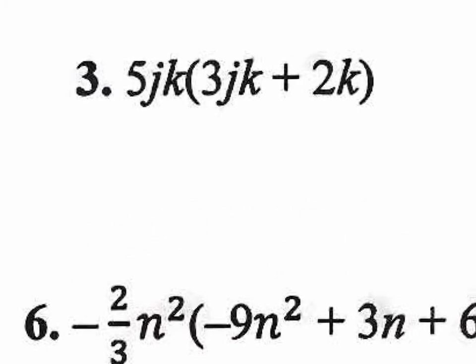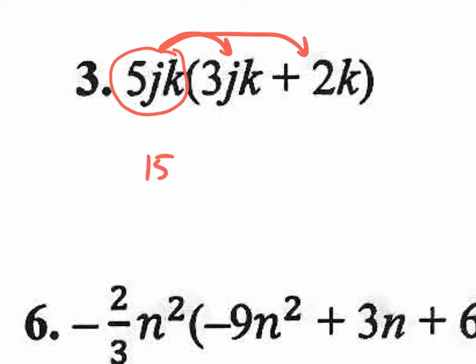So you're going to take the 5jk, just kidding, and we're going to distribute it to the 3jk and the 2k. So when I multiply 5 times 3, I get the 15. And when I multiply j times another j here, what do I get? J squared, or j to the second. Now when I multiply k times k, what do I get? K squared.